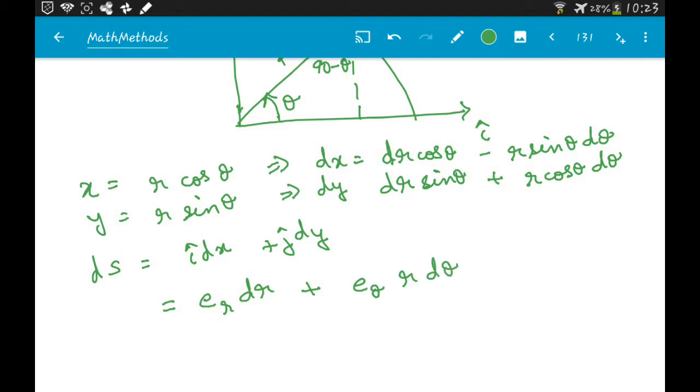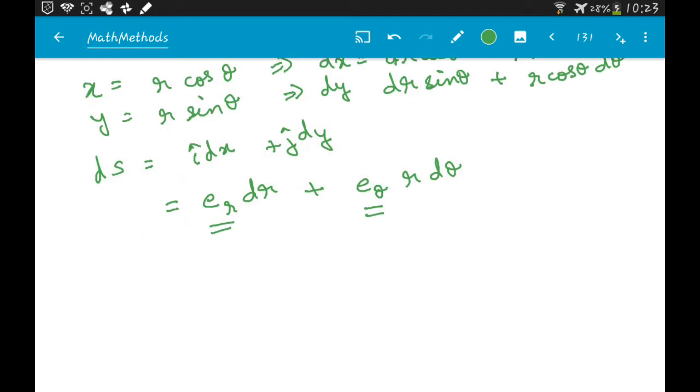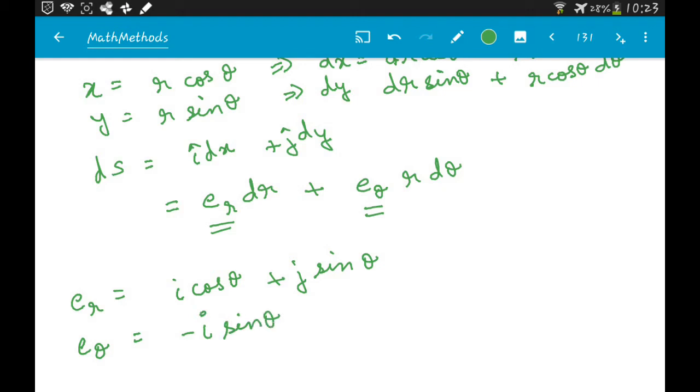Okay, you can calculate what ER and E theta are from here, right? I don't have to do that now. So this is ER and E theta. And what is ER? ER is going to be i cos theta plus j sin theta, and E theta is going to be minus i sin theta plus j cos theta. Okay. Now let's see if we actually get this from the diagram as well.